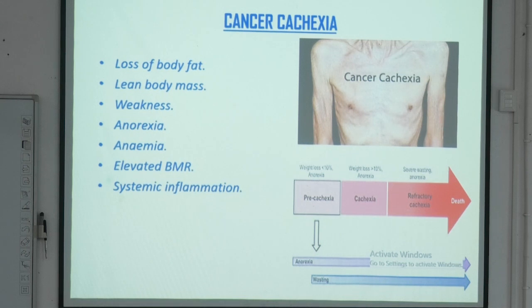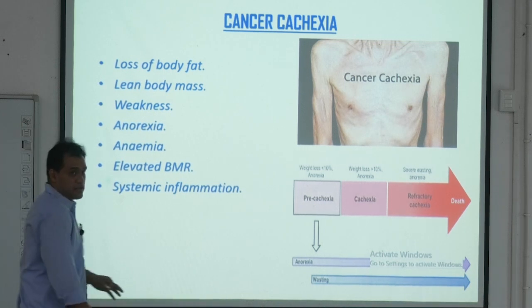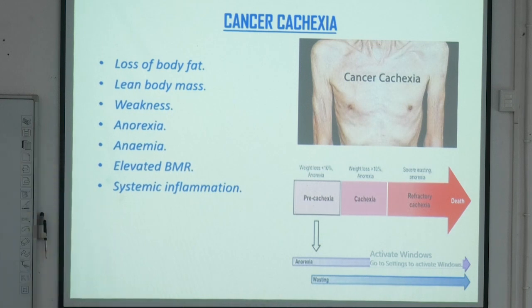Weakness, obviously, if you lose fat, if you lose muscle, you automatically become weak. Then you get anorexia. You don't feel like eating anything. Anemia, but elevated BMR, and systemic inflammation. Okay, so this picture says everything. You can make out how cachectic the patient looks. Remember this point.